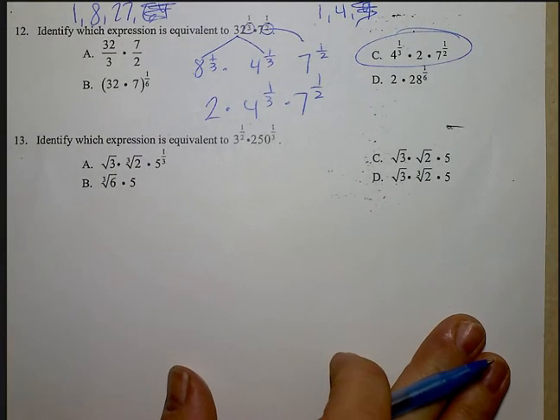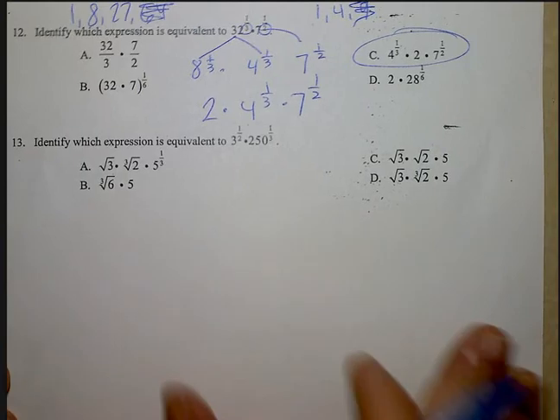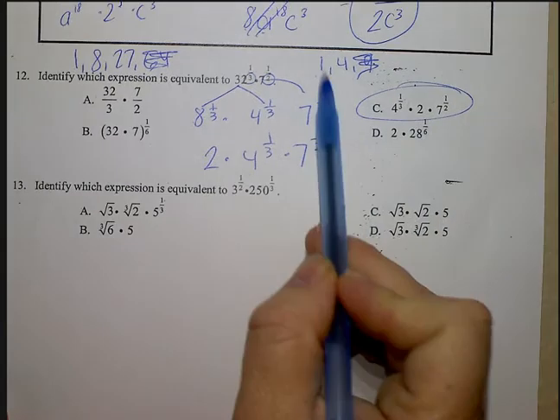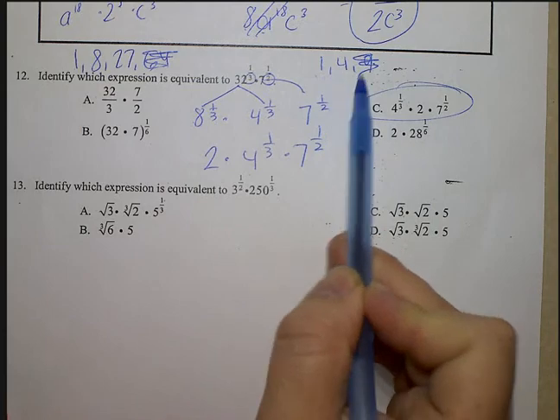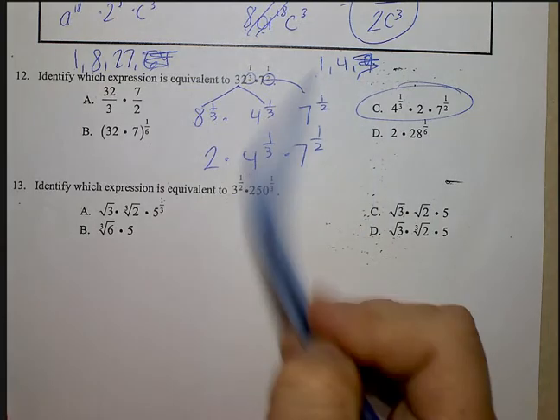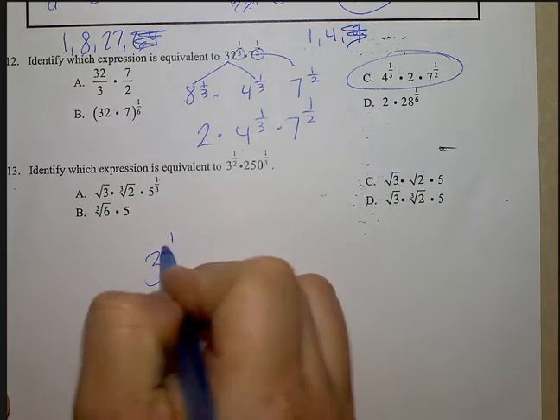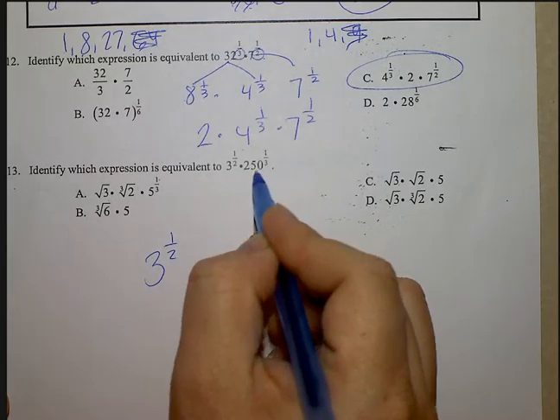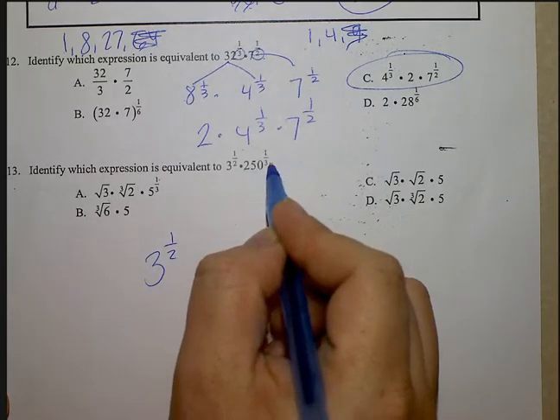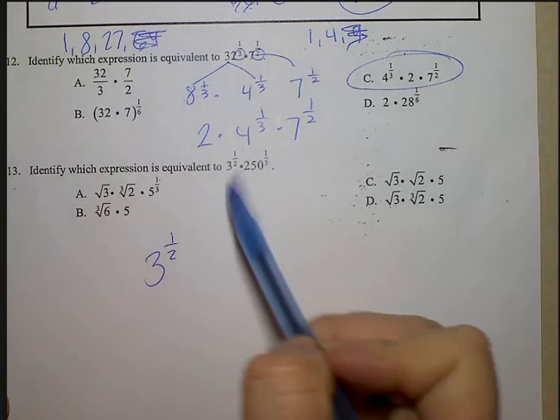13. 3 to the 1/2. Check and see if it's nice. No. Okay, here is my list of squares, and 1 is the only number that nicely divides into 3. It doesn't reduce it, so I'm going to leave it like this. Okay? 250 to the 1/3 does not give you a nice answer. So I look at my cubes. Which one divides in here?